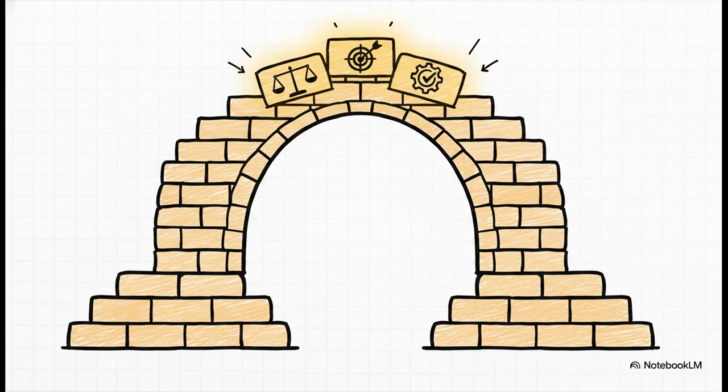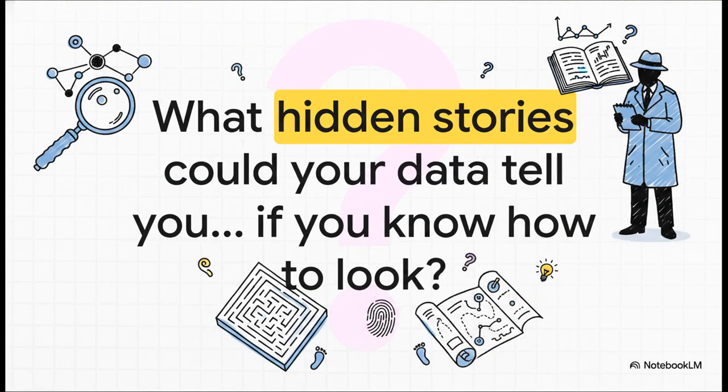Look, following this code isn't just about getting the right answer for a homework assignment. It's about integrity. It's what ensures that when you finally stand up and declare a finding, that conclusion is honest, it's accurate, and it's built on a foundation of solid, sound science. So the next time you're faced with a spreadsheet full of numbers, remember to be a detective. Don't just analyze the data. Investigate it. Because who knows what incredible hidden stories your data might be waiting to tell you if you just know how to look.